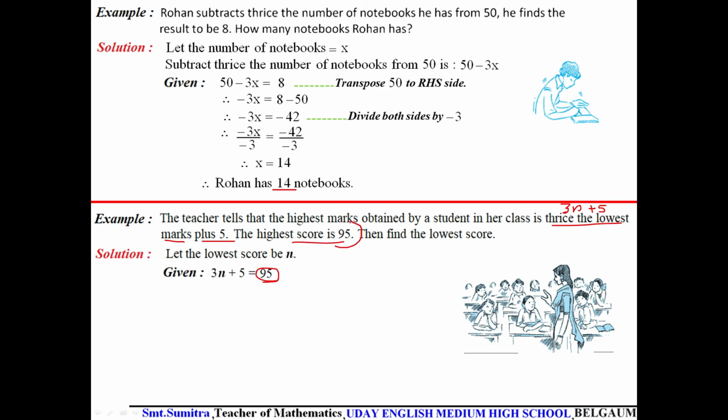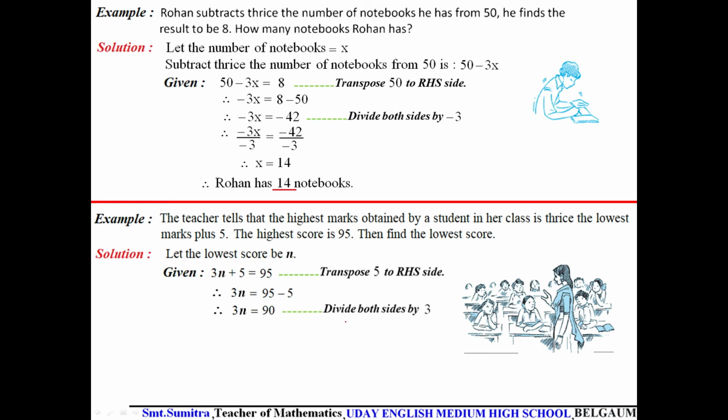So looking at the question, we have to form an equation. After that we have to solve. To solve this, we carry this 5 to the right hand side. You see, transpose 5 to the right hand side. 95 minus 5. 3n equal to 90. Then divide both the sides by 3. 3n divided by 3 equal to 90 divided by 3. We cancel 3. 3 ones are 3, 30s are 90. N equal to 30.